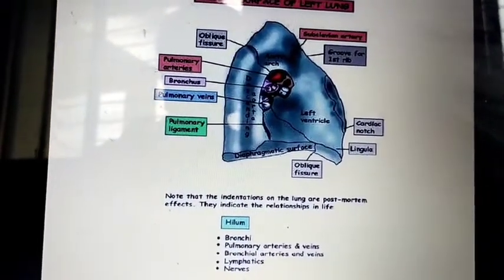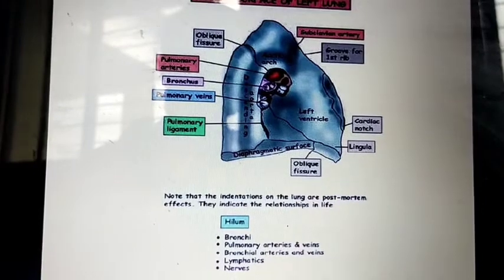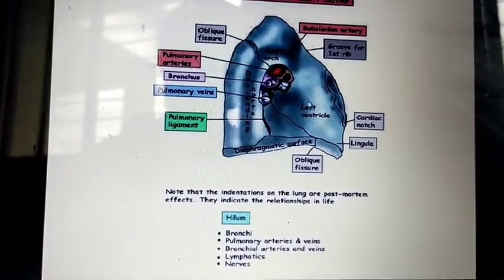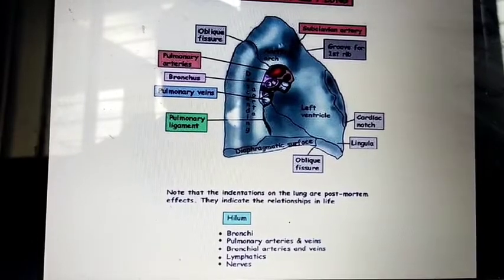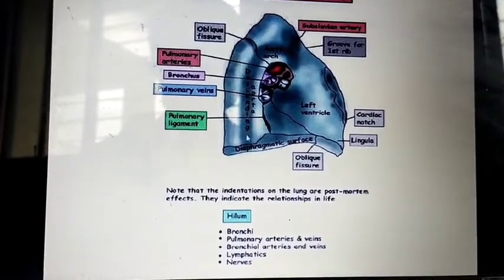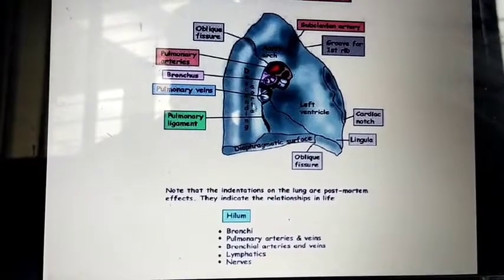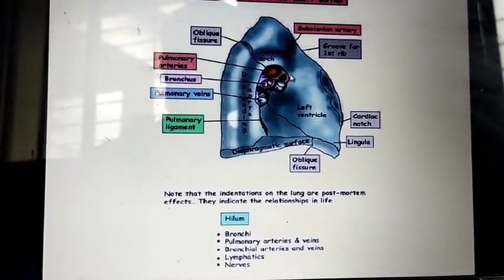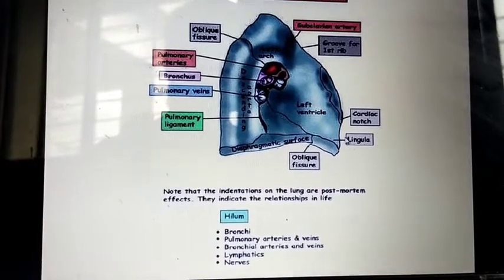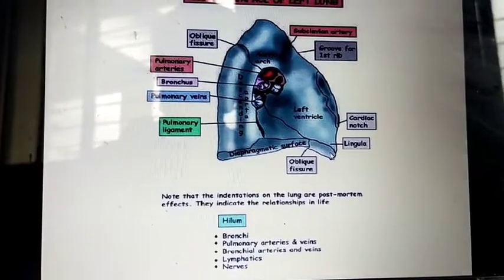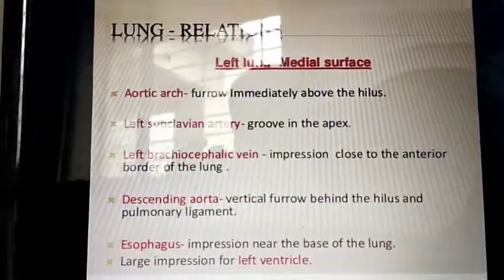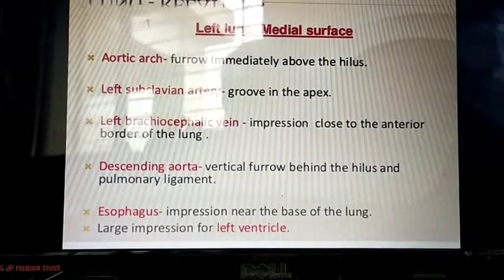Now we can go for the left lung. Here this is the left ventricle impression, the arch of aorta, the descending aorta or thoracic aorta, the subclavian artery, and the groove of the first rib. This is the cardiac notch and lingula. The left lung, in its medial surface, has the impressions.